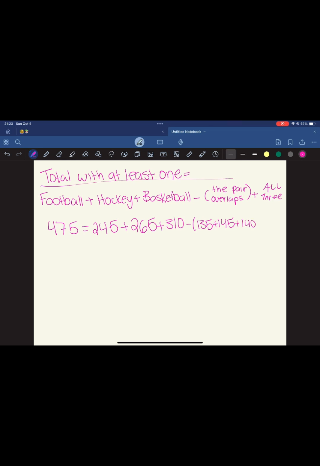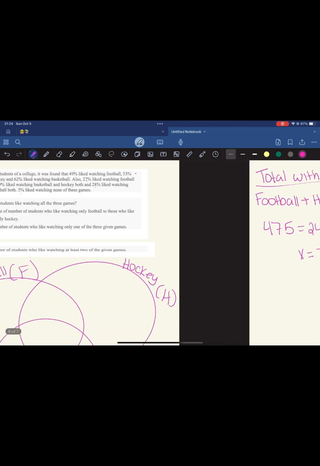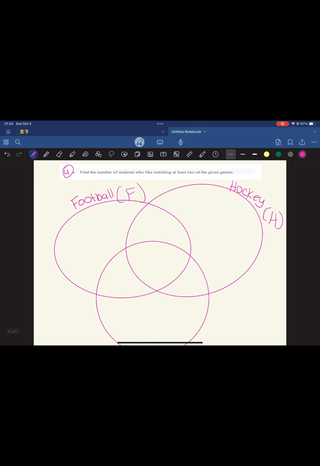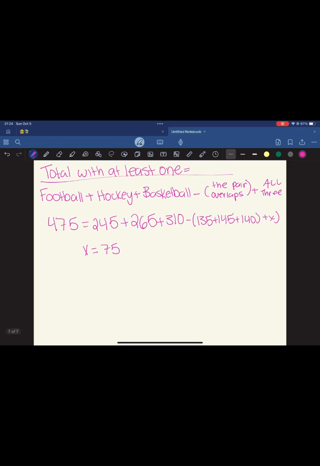So after we solve this equation here, we have to solve for x. We already know how to do that, so I'm going to skip over that for you. And it gives us a total of 75. So 75 is our total of students that like all three sports. So we're going to write 75 in the very center of our little Venn diagram here. 75, maybe if I can write correctly.